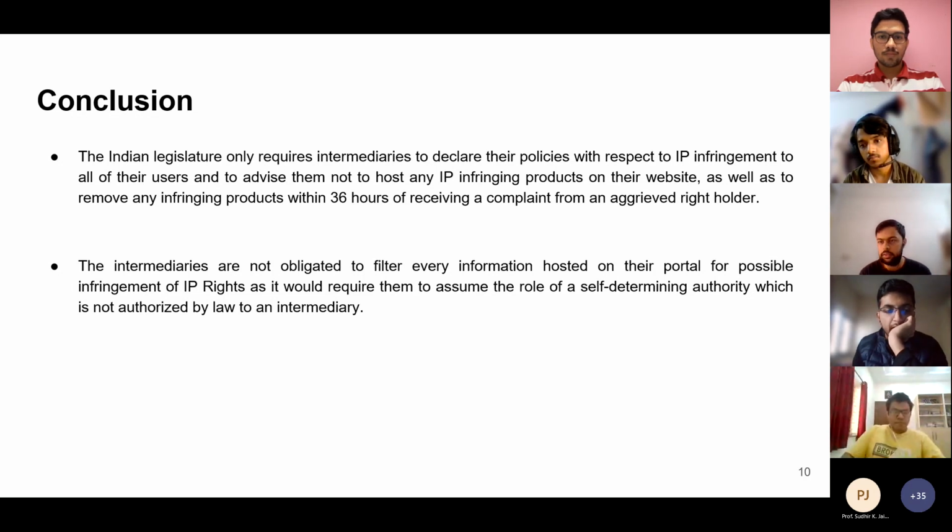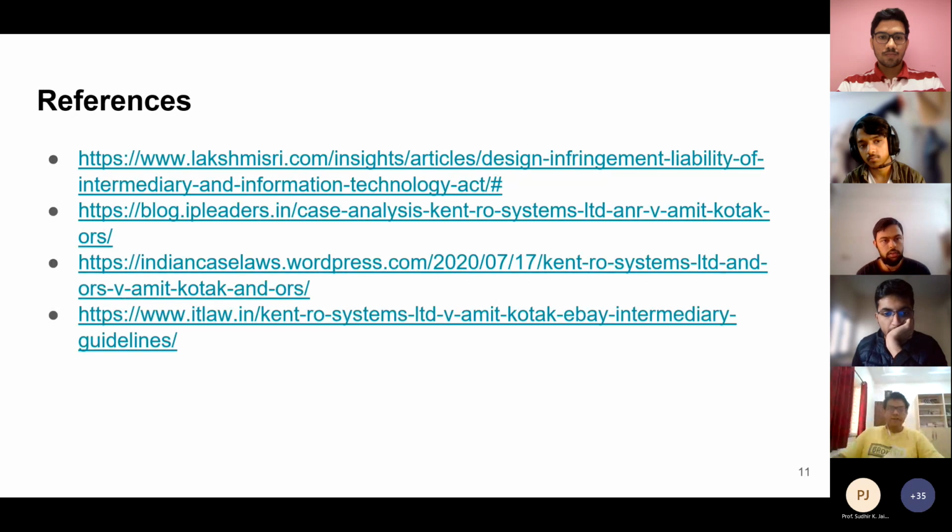So here is the references which the sites have, which we consulted for making the term paper.